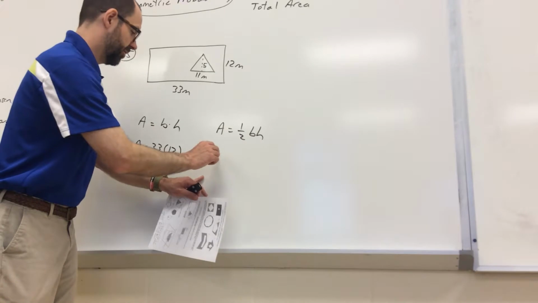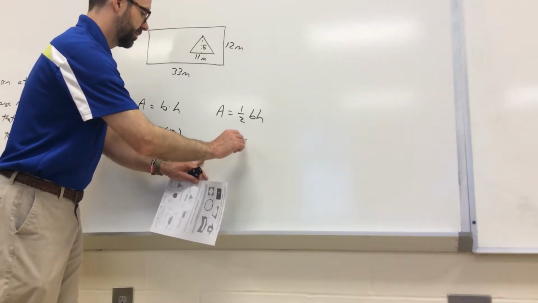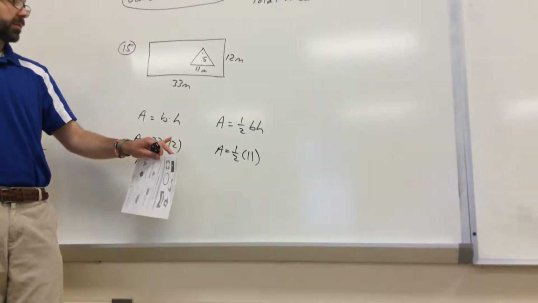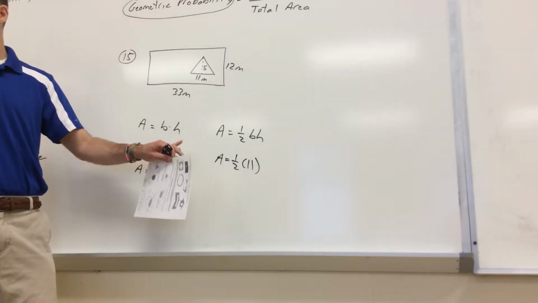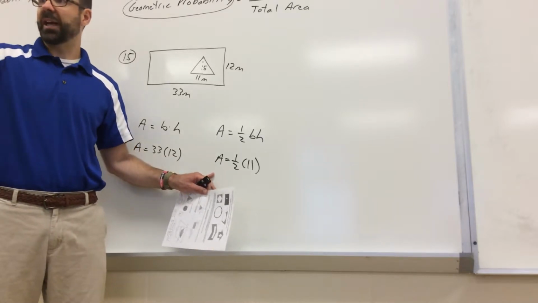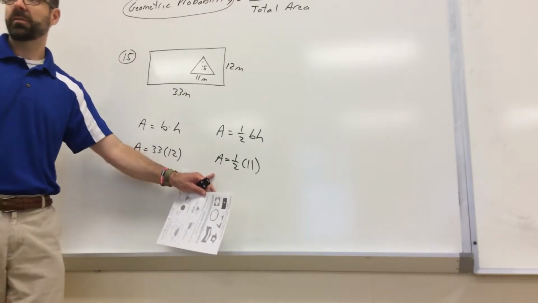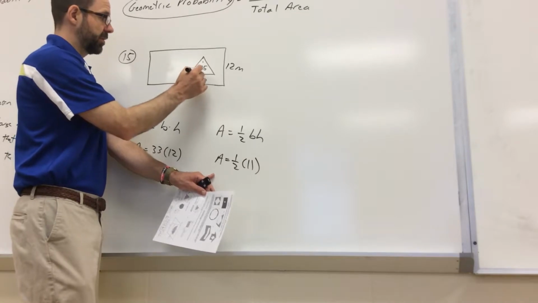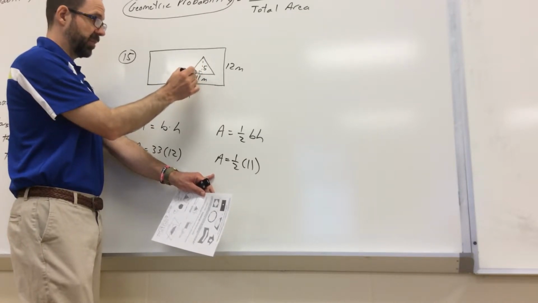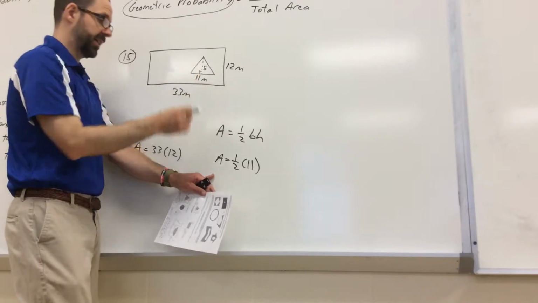So for this triangle, the base is 11. And then the height, don't forget about the definition of a height. A height is supposed to make a 90-degree angle with the base. So see this dashed line here? That's making a 90 with the base. So that's why the height is 5.